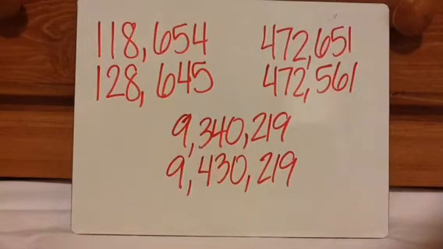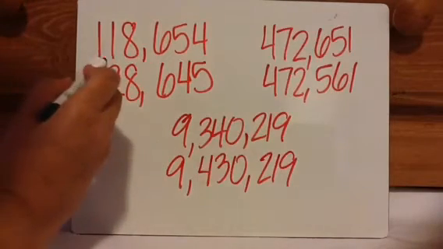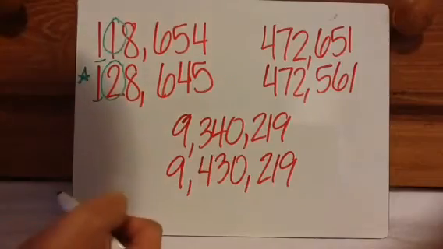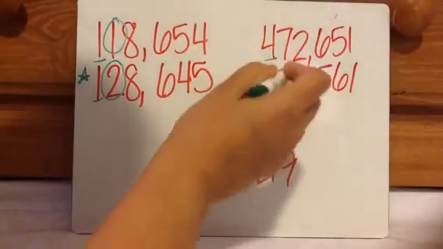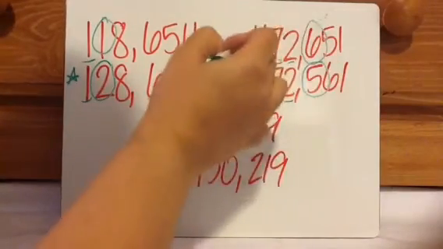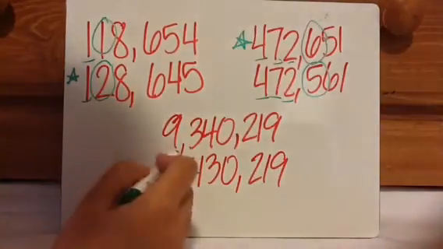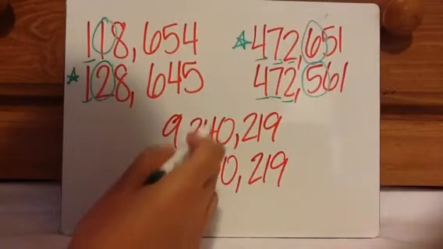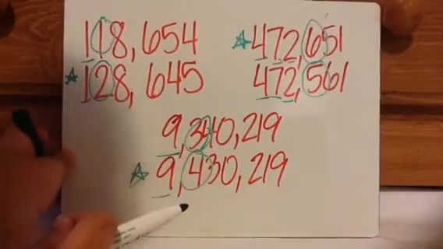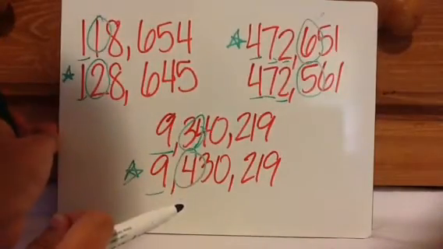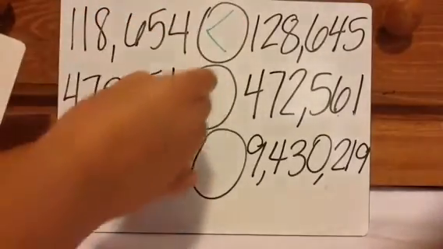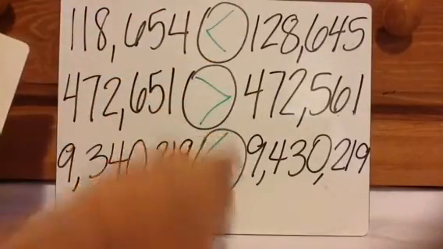Okay, let's look at these. So this one, same, and then right here it's different, so this one is larger. Over here, same, same, same. Okay, over here it's different, this one is larger. Over here, same, different. This one is larger because 4 is more than 3. So I'm going to go back and write: this one is greater, this one is greater, this one is greater.